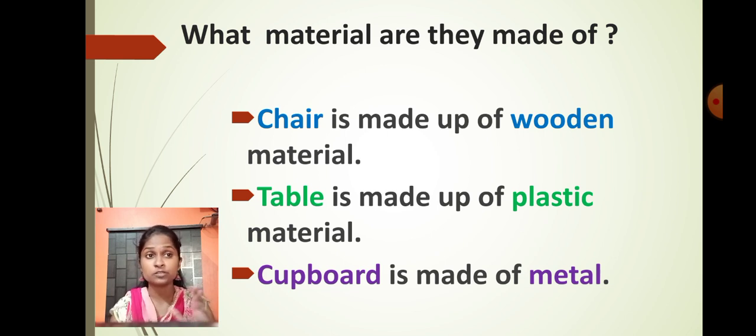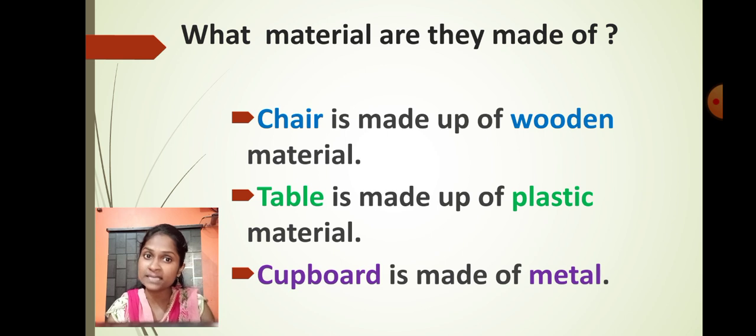So what is basically the difference between the object and the substances or the material? So students, you all know that this wooden material, this plastic and this metal do not have a particular shape. They are the raw material. So whatever raw material is available to us, we call them substances, or we call them what? Material.